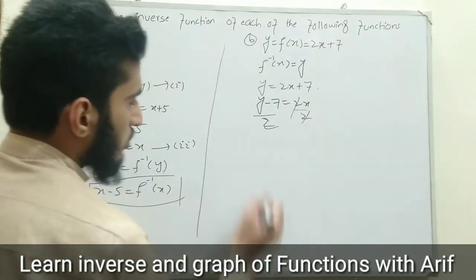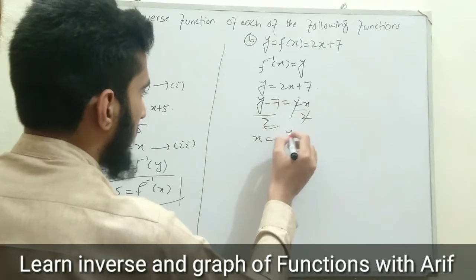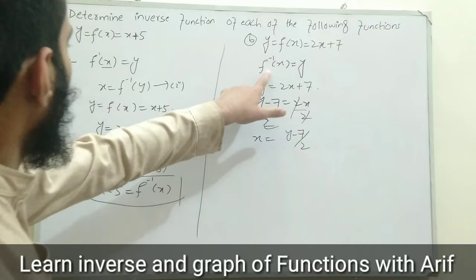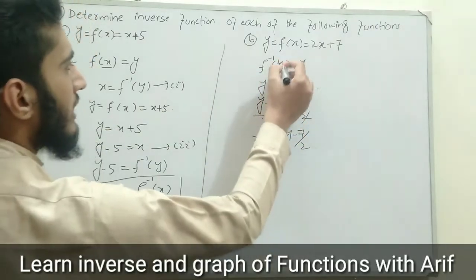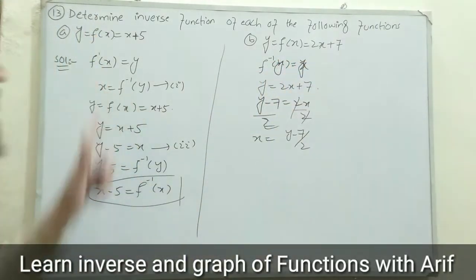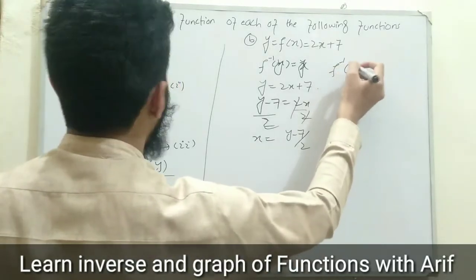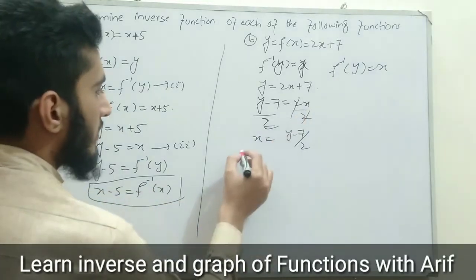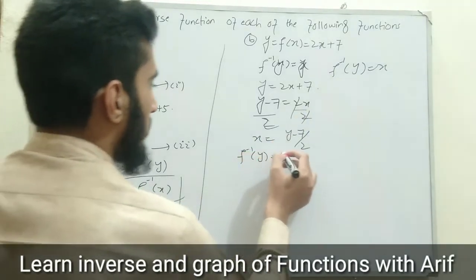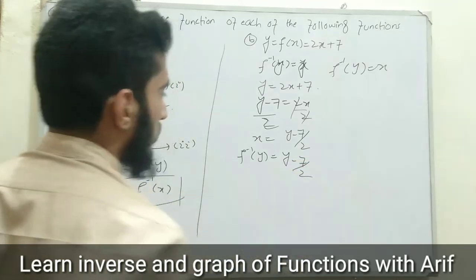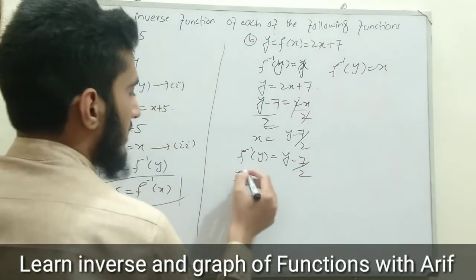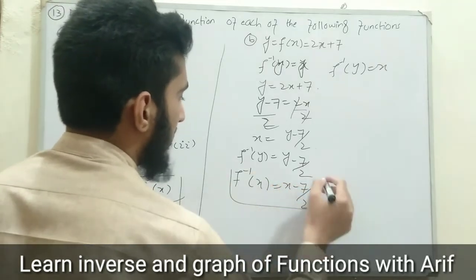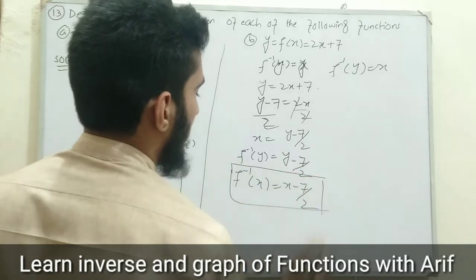So 2 will cancel out with 2, so we are left with x is equal to y minus 7 divided by 2. Now here we suppose f inverse y is equal to x, so we can write f inverse y is equal to x. So now put the value of x is equal to f inverse y in this equation. So it becomes f inverse y is equal to y minus 7 divided by 2. Now replace the same y with x, it becomes f inverse x is equal to x minus 7 divided by 2. So this is the inverse function of part B of question number 13.